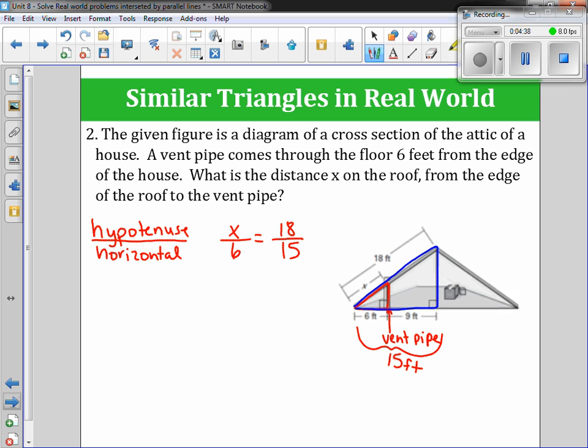We are now going to cross multiply. 15x is equal to 6 times 18. 15x is equal to 108, and we will divide by 15, and we know that the distance from the edge of the roof to the vent pipe is going to be 7.2 feet.